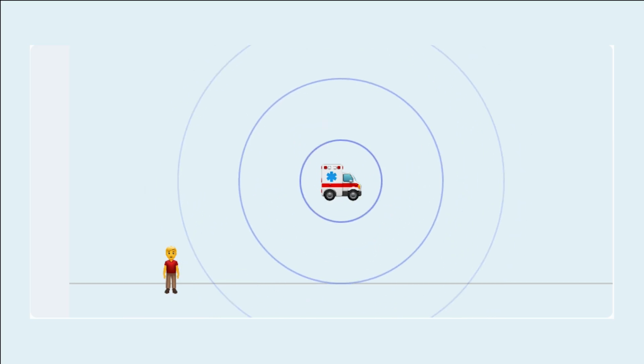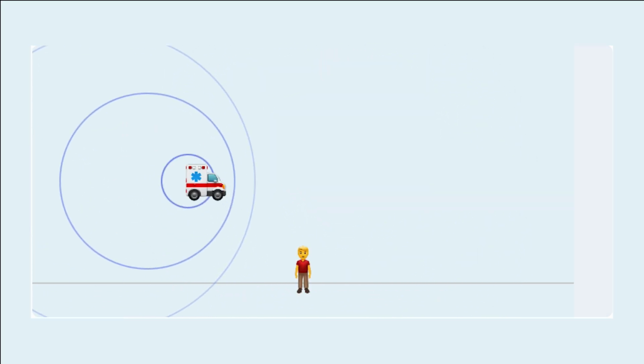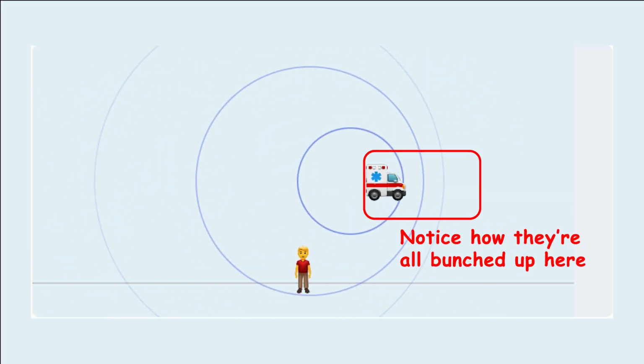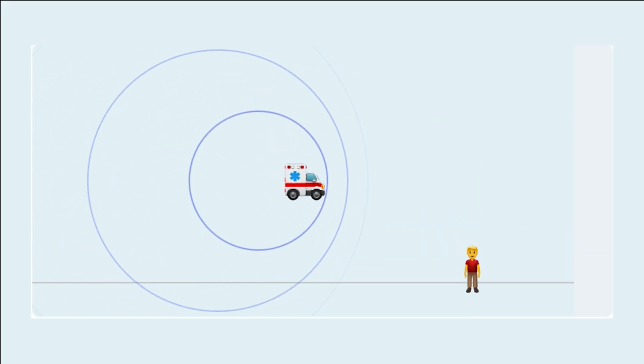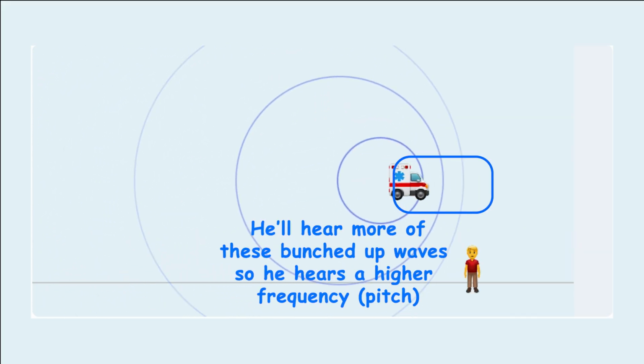Now let's get the car moving. Let's say it's moving to the right. Now look what's happening. On the right side, in the direction the car is moving, the waves are getting bunched up and compressed. The distance between them is smaller. For a person standing here, these compressed waves will hit their ear more often. That means a higher observed frequency, which he'll hear as a higher pitch.